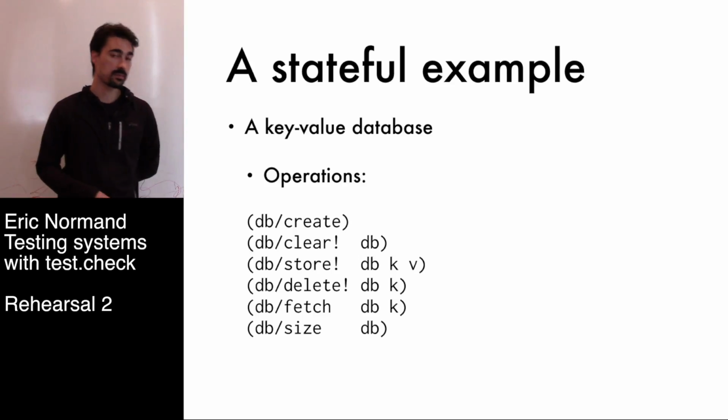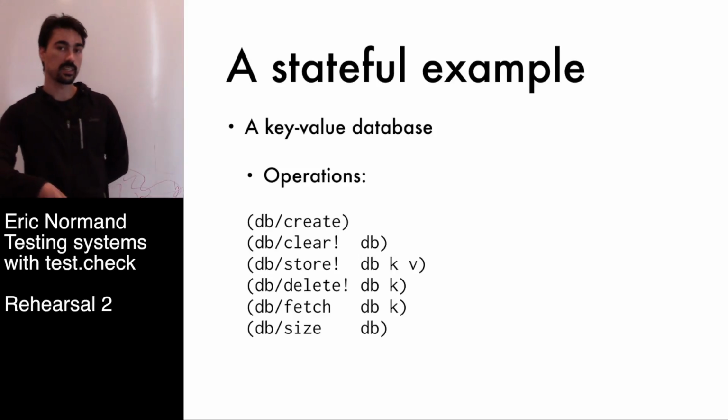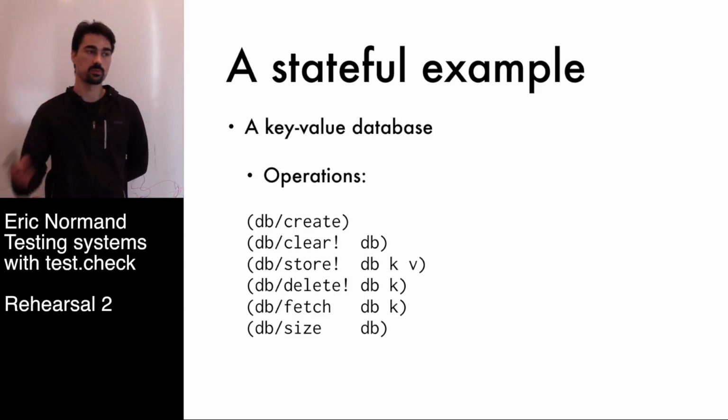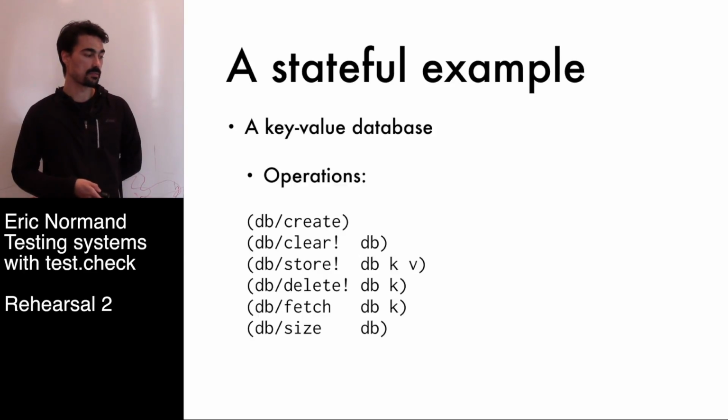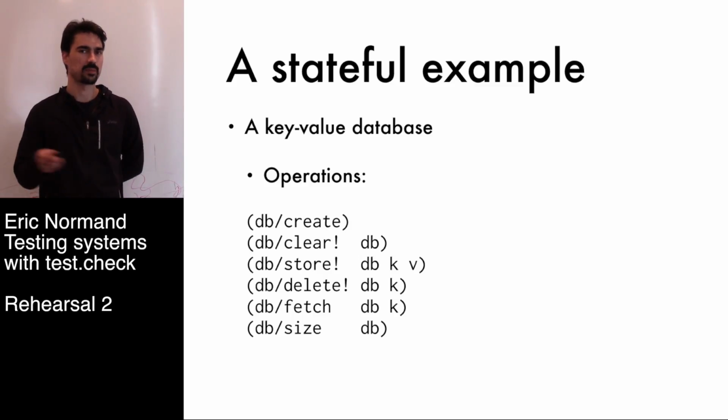So you can create a database, you can clear it, that just gets rid of all the keys and values. You can store a key and value pair in the database, which will overwrite a previous store if the same key is there. Delete will remove whatever is stored for that key, and we can fetch the value for a key, and we can get the size of the whole database. How many key value pairs do we currently have?